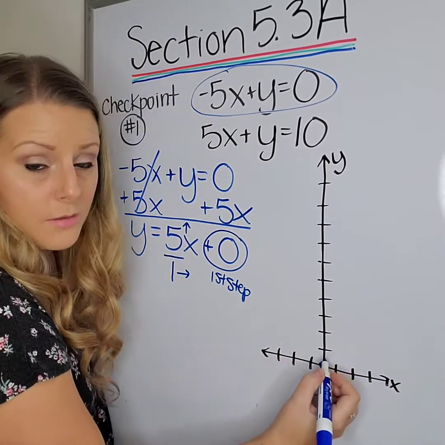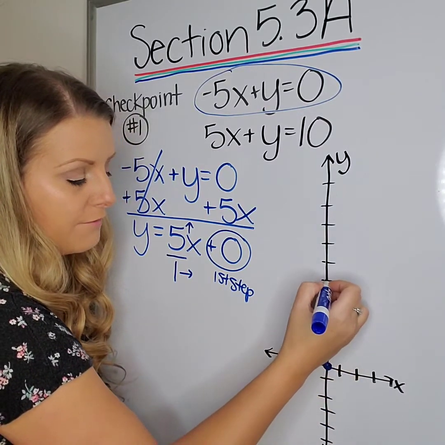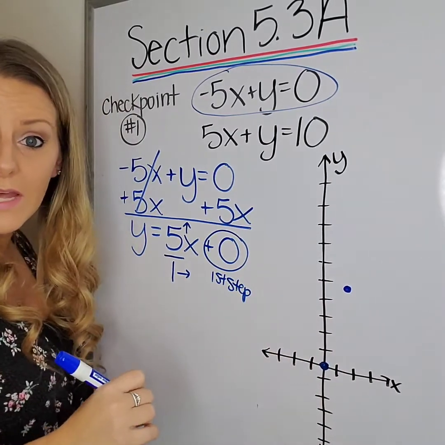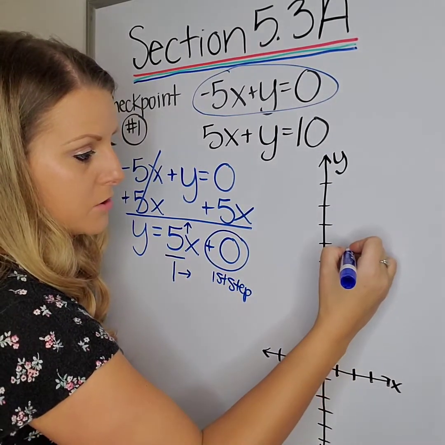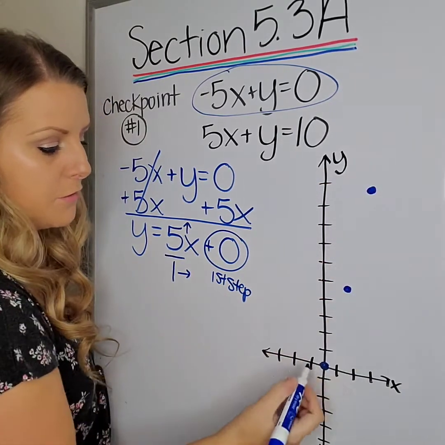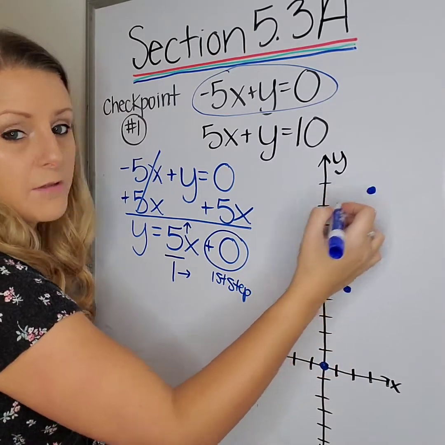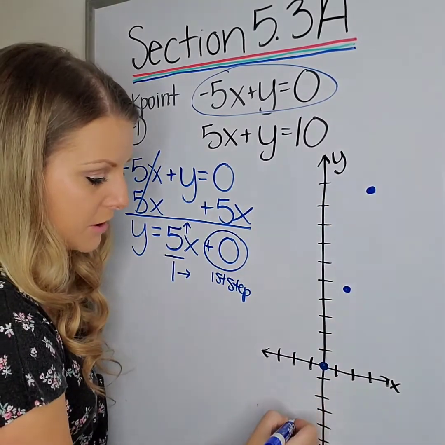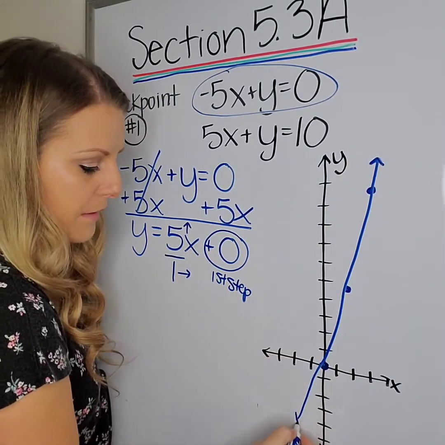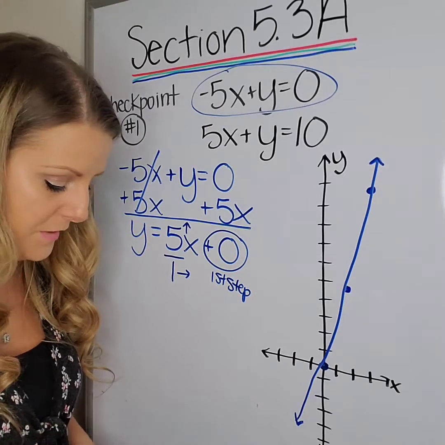So go to your starting point. Go up 5. 1, 2, 3, 4, 5. To the right 1, put a dot. Do it again if you can. 1, 2, 3, 4, 5. To the right 1. So from the starting point, up 5 to the right 1, put a dot. Up 5 to the right 1, put a dot. And then you're just going to connect your dots with a straight line. Arrows on both ends, because it can keep going on and on forever if you wanted to do that.